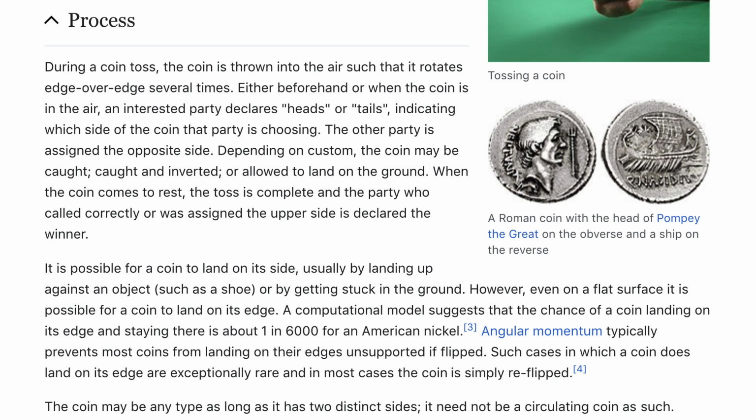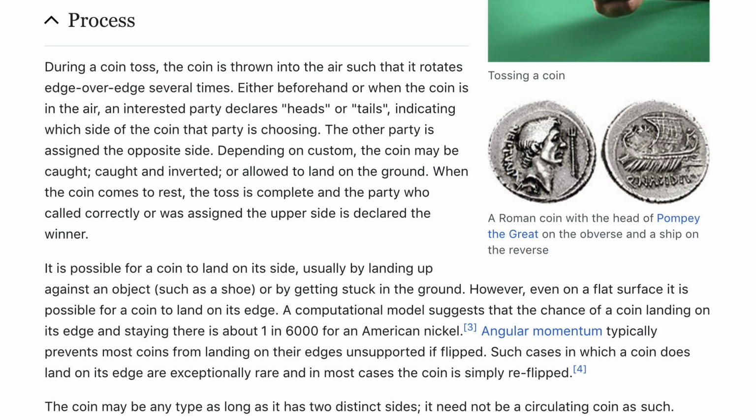Process. During a coin toss, the coin is thrown into the air such that it rotates edge over edge several times. Either beforehand or when the coin is in the air, an interested party declares heads or tails, indicating which side of the coin that party is choosing. The other party is assigned the opposite side. Depending on the custom, the coin may be caught and inverted, or allowed to land on the ground. When the coin comes to rest, the toss is complete, and the party who called correctly, or was assigned the upper side, is declared the winner.